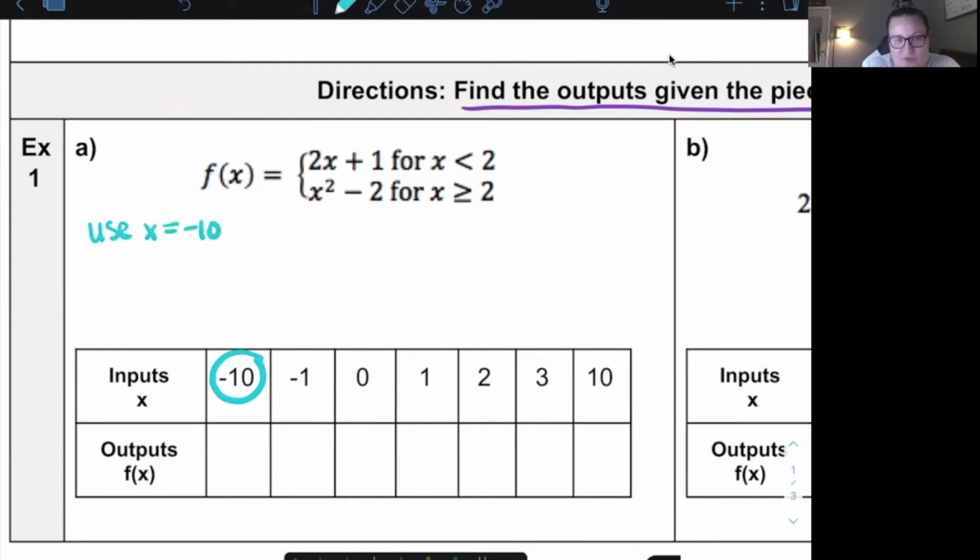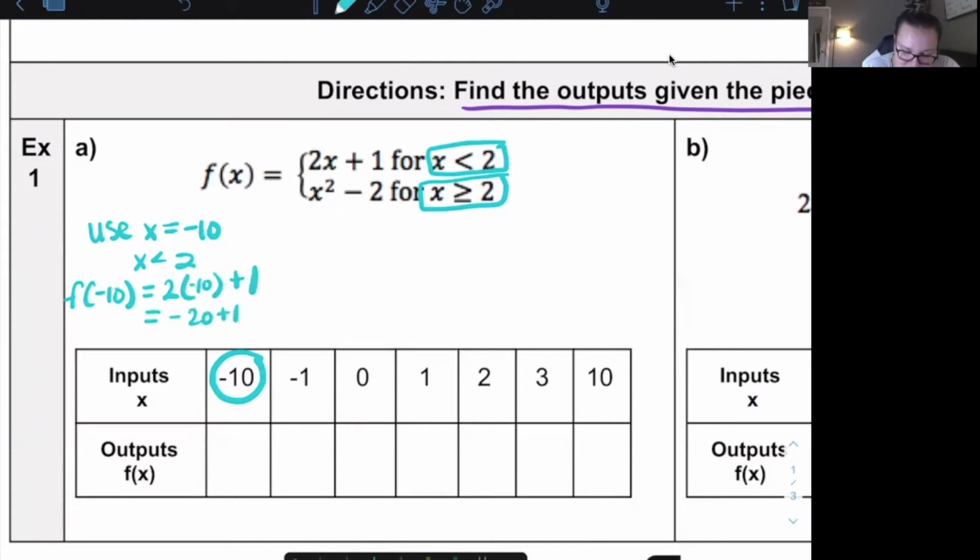Well, which rule do we plug it in for? Is negative 10 less than 2, or is negative 10 greater than or equal to 2? Well, I would say negative 10 is less than 2. Right? So we use 2x plus 1. So to find f of negative 10, you plug it into 2x plus 1. So 2 times negative 10 plus 1. So negative 20 plus 1 would be negative 19. So negative 10 gets us negative 19.